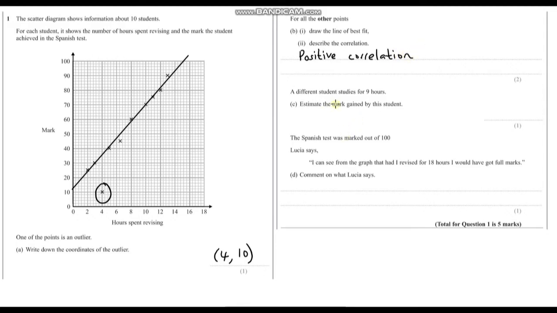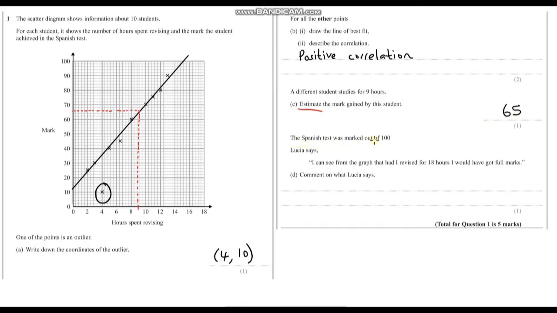Right, now it says a different student studied for 9 hours. Estimate the mark gained by this student. So we obviously don't know what mark they scored, but using our data we can estimate the mark. So they studied for 9 hours, which is here. So if we draw a line up to our line of best fit and then go along to our y-axis, we can estimate what score they got. It looks like it's halfway between 60 and 70, so I'm going to say 65. They've got a score of 65, and there will be some margin for error on this.